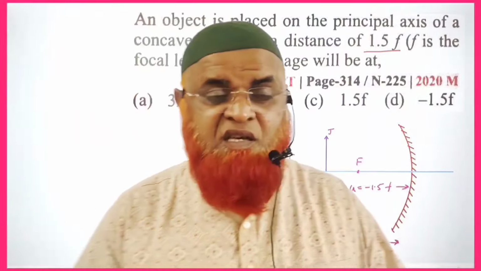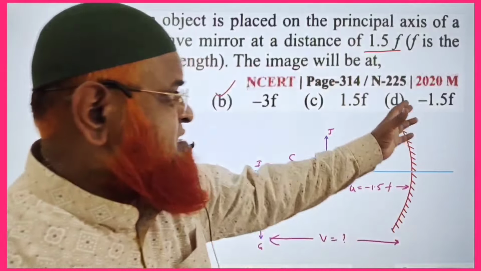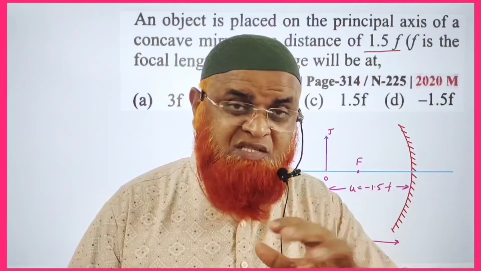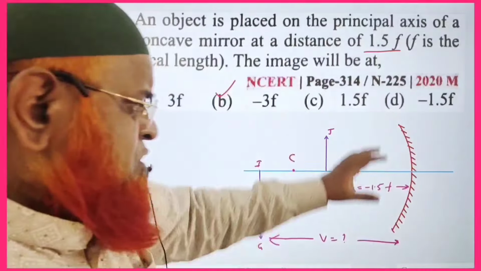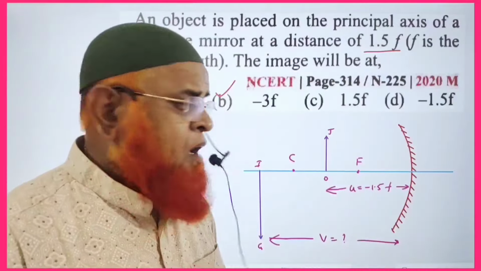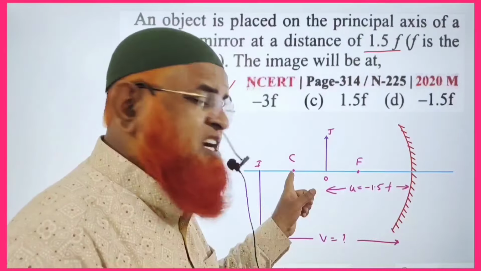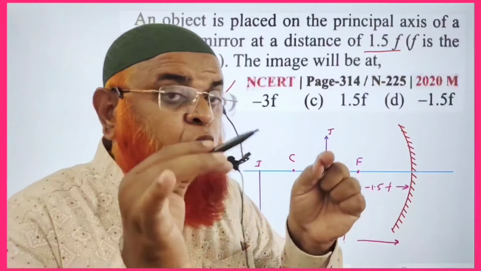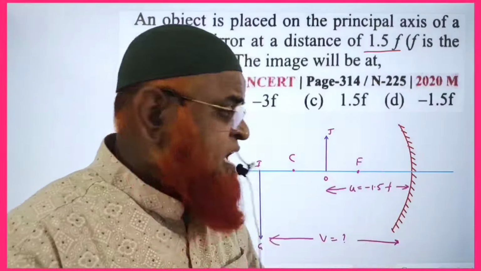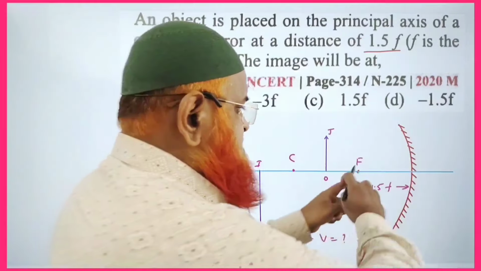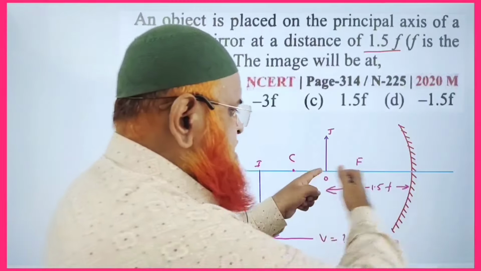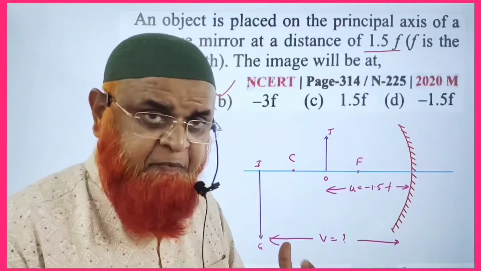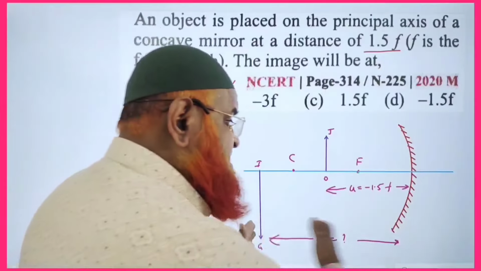My dear students, this is a NEET previous year question asked in 2020. What is the detailed explanation about this problem here? So there is a concave mirror with principal focus and center of curvature here. It is said that an object is placed at a distance of 1.5 f. That means this is f, this is the focal length and this is going to be 1.5 f. Object distance is 1.5 f. And it is asking us to find out what is the image distance.